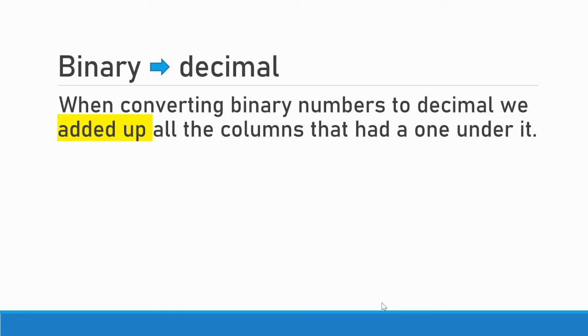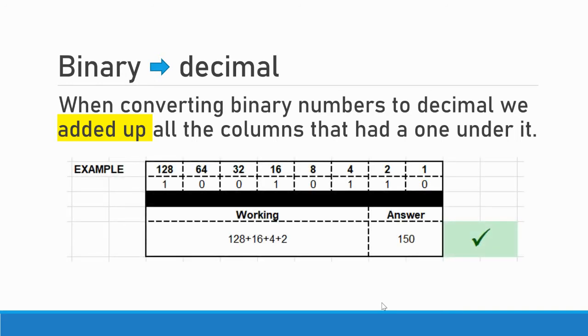Hi, last week we went over how to convert a binary number to a decimal number. When we were converting binary numbers to decimal numbers, we added up all the columns that had a 1 underneath it and ignored the ones that had a 0 underneath. So we added up the 128 in this example and the 16, the 4 and the 2, but we ignored the other column headings because we've got zeros underneath.